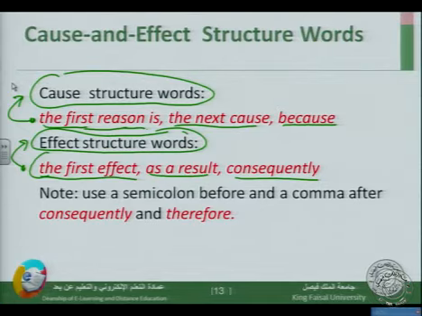And you need to pay attention when you use a semicolon. You should use a semicolon before and a comma after consequently and therefore. So, for example, you write a semicolon, and after it you should put a comma, the same with therefore. So all of these are important expressions that you can use as cause and effect structure words.